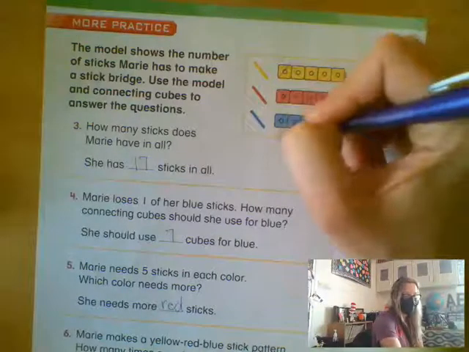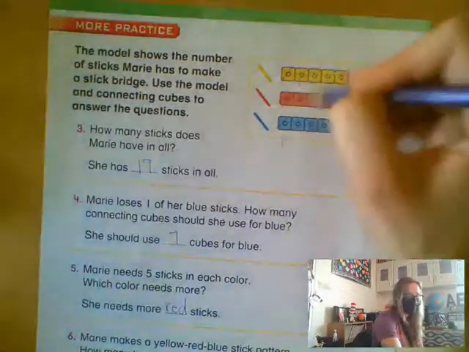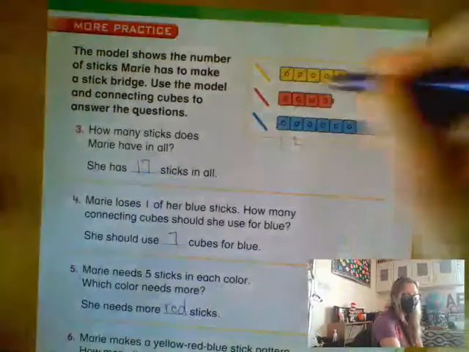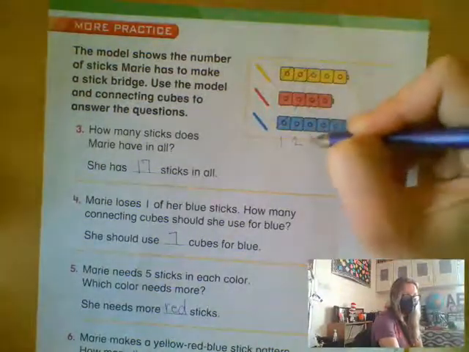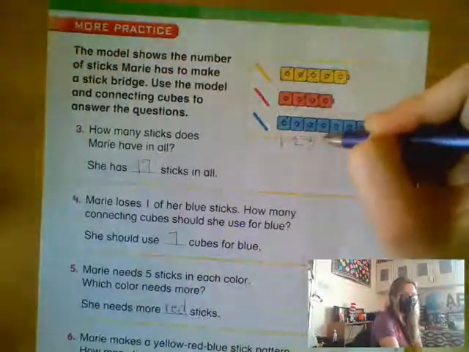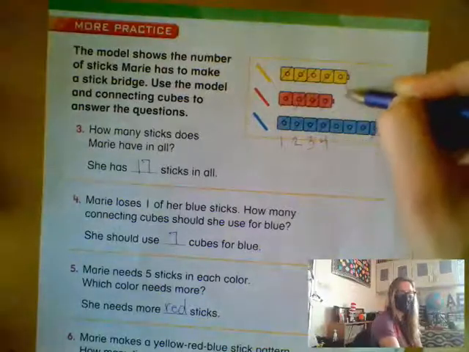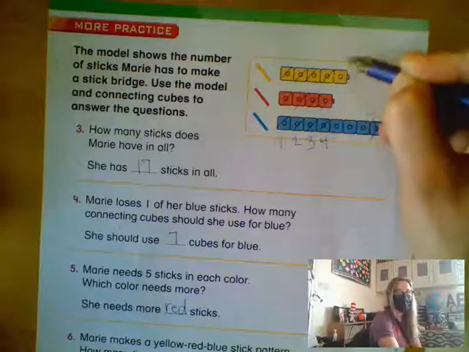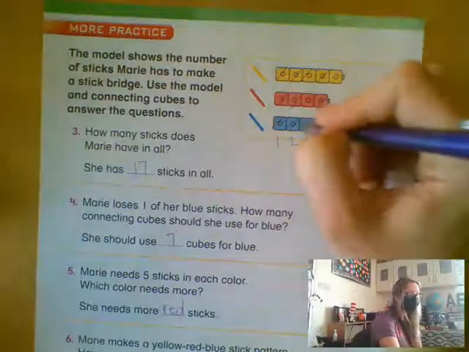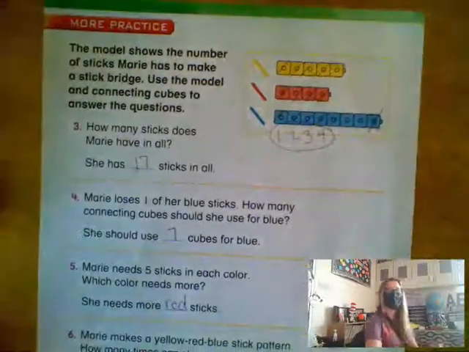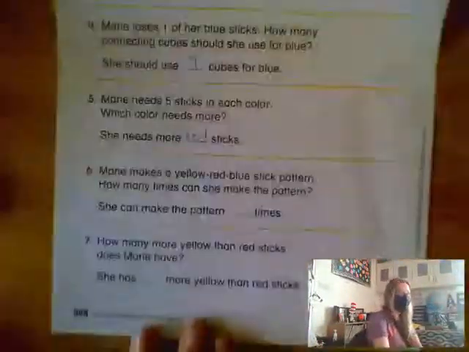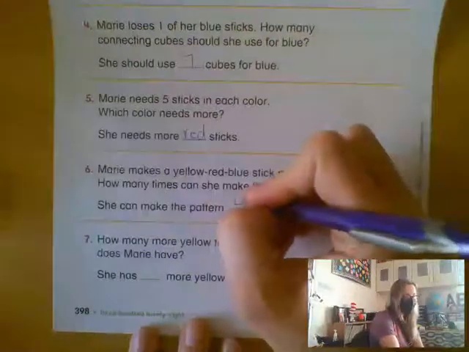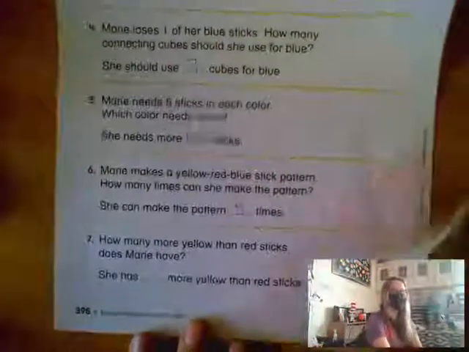So she could go yellow, red, blue once. She could go yellow, red, blue twice. Yellow, red, blue 3 times. Yellow, red, blue 4 times. Could she do yellow, red, blue again? No, because she doesn't have enough red. So how many times could she complete the pattern? Drew? 4 times.